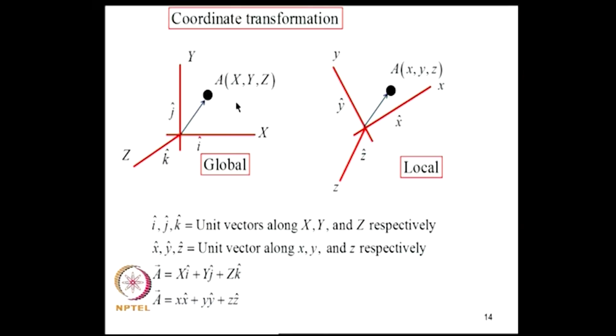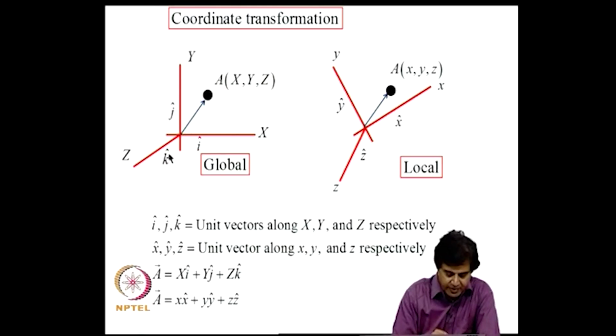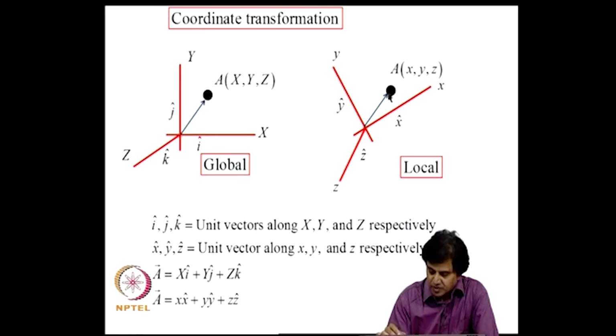So, let us consider a global coordinate system capital X Y Z and a local coordinate system lower case x y z. Now, I cap, j cap and k cap are the unit vectors along the global coordinate axes. This x cap, y cap, z cap are the unit vectors along the local coordinate system. A is a point in the global coordinate system, it has coordinates uppercase X Y Z, and in the local coordinate system it is lowercase x y z.